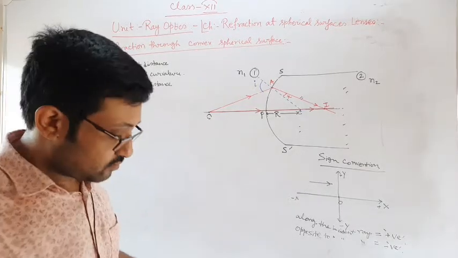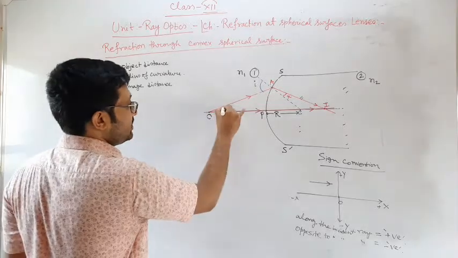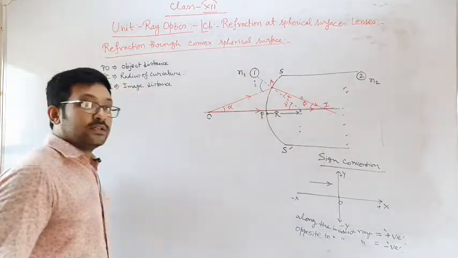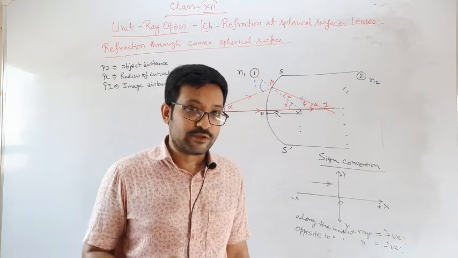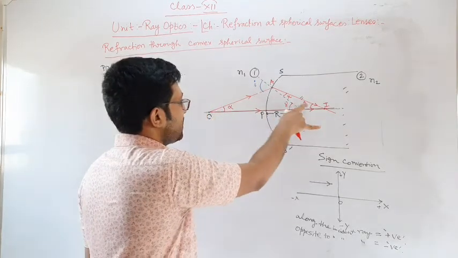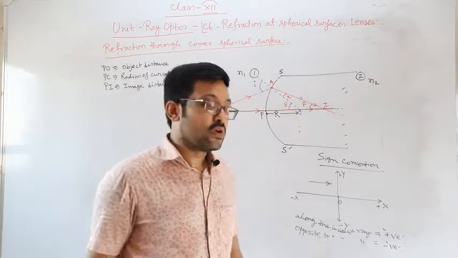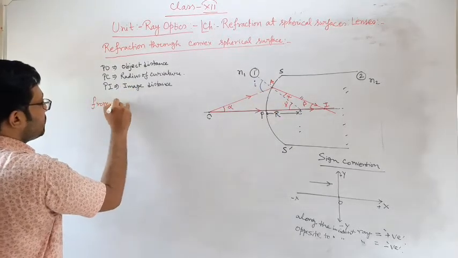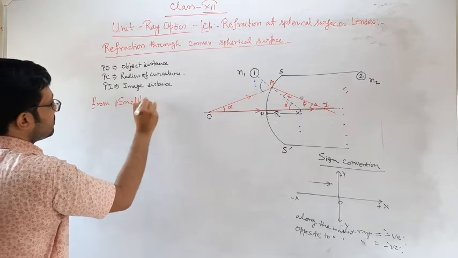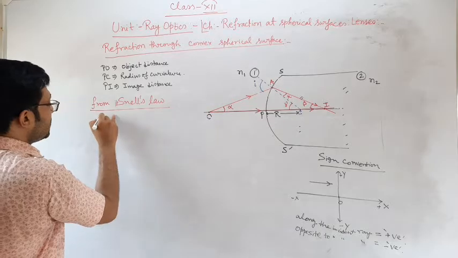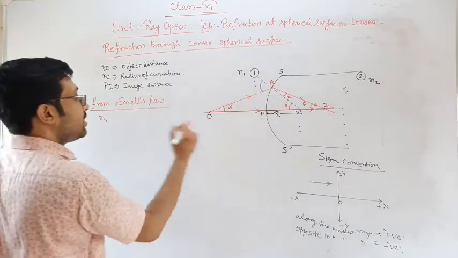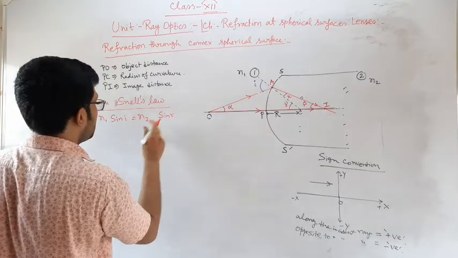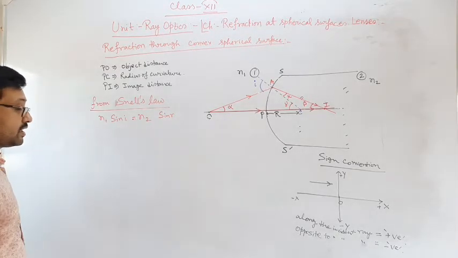Now let us talk about some angles. Suppose this angle is alpha, this angle is beta, and this angle is gamma. We are considering the aperture to be very small, so all the angles alpha, gamma, beta, i, r will be very, very small. If I apply Snell's law at point A, then N1 sine i is equal to N2 sine r. Actually sine i by sine r is equal to N2 by N1. This is the law of refraction.